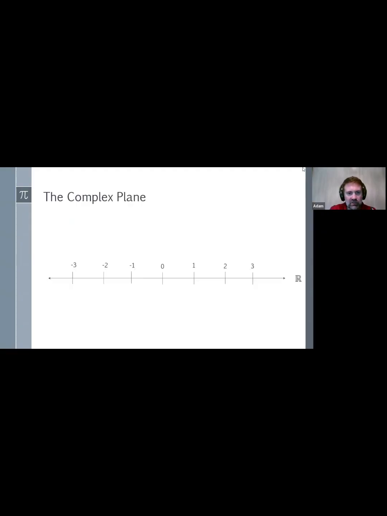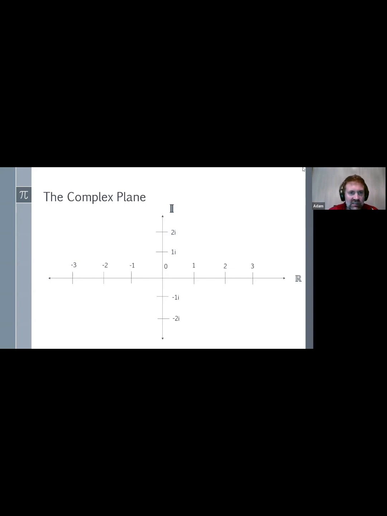So here's the real number line. We're going to add the imaginary axis. That goes perpendicular, which means at a right angle, or 90-degree angle, to the real number line. And that goes 1i, 2i, 3i, and so on, and negatives in the bottom.